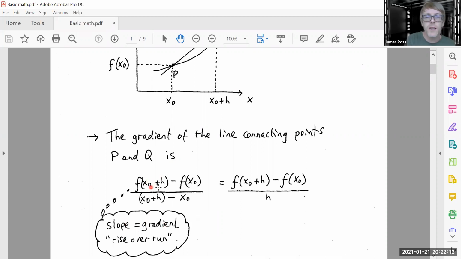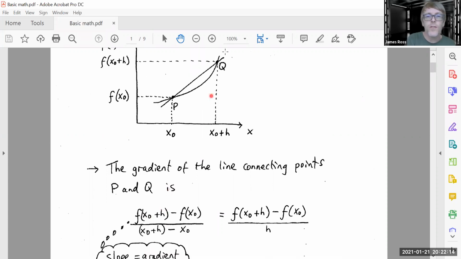So if we look at this little equation here, for the rise, we've got the final position of Q, which is f of x0 plus h, minus the initial, which is just f of x0. And then we do the same for the x-axis. The final x-axis value is x0 plus h, and then we subtract the original x-axis value of x0. So this is our rise over run. If we look at the denominator real quick, we have x0, and then we have a minus x0. So these two x0s will cancel.